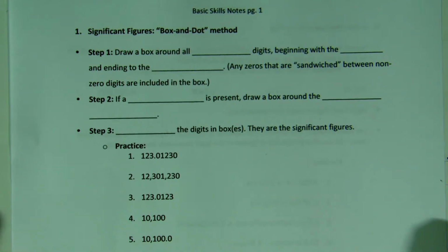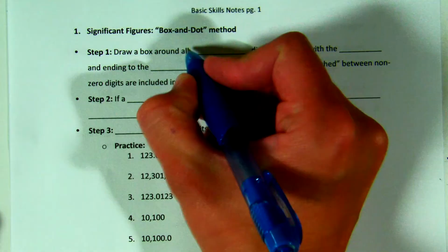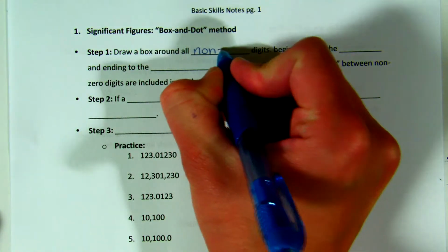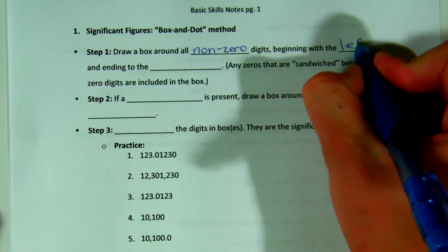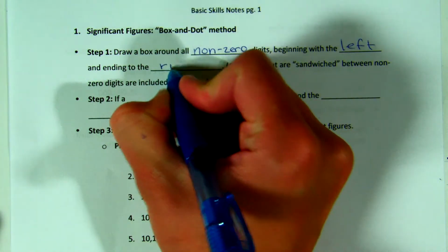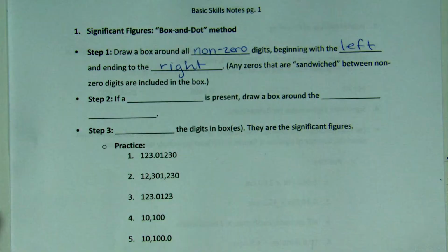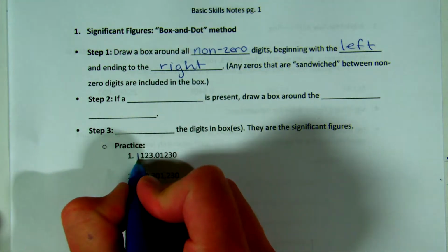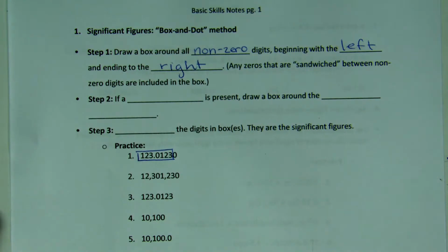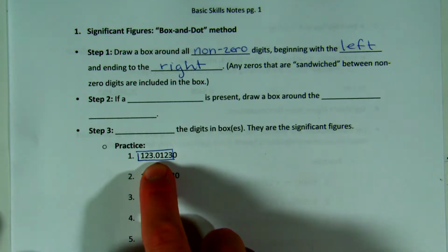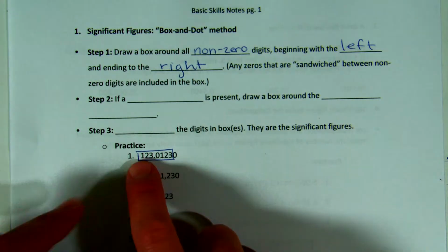First, draw a box around all non-zero digits, beginning with the left and ending to the right. Okay, and so if we're doing that in this situation, our box would look like this. Any zeros that are sandwiched between non-zero digits are included in the box. For example, this 0 right here, it gets included because it's between some non-zero digits.